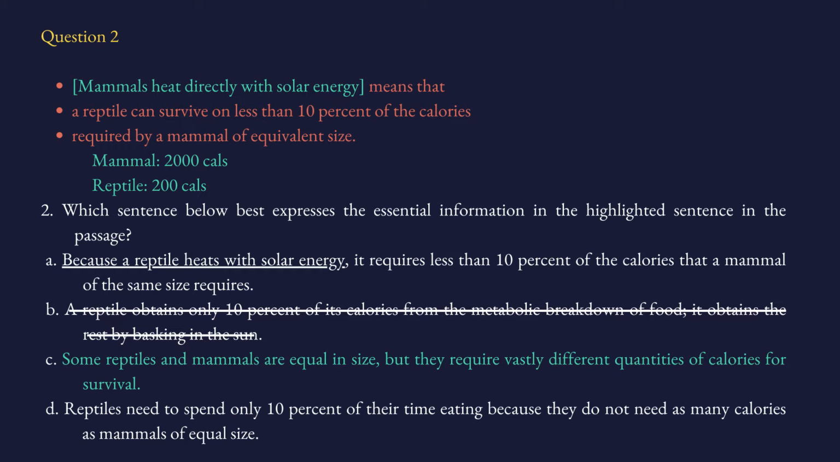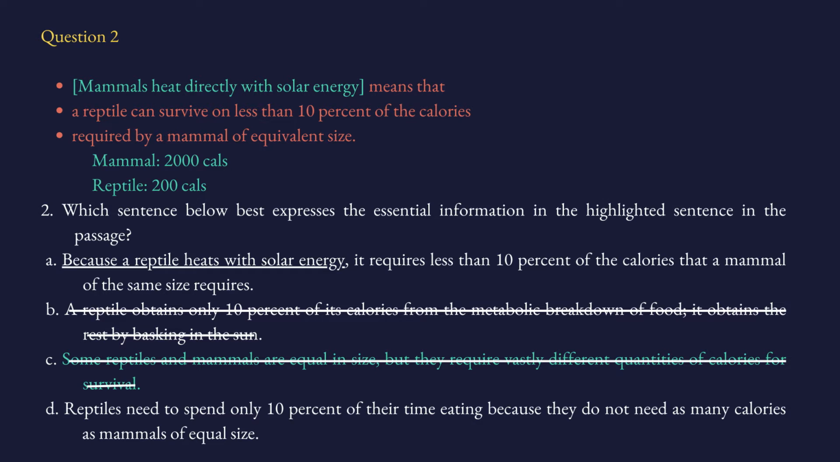C. Some reptiles and mammals are equal in size, but they require vastly different quantities of calories for survival. Sure, the sentence makes sense, but where did mammals that heat directly with solar energy go? So the first clause is not here. The sentence makes perfect sense, and it is true, but an important part is missing. We're not talking about solar energy, so bye-bye.